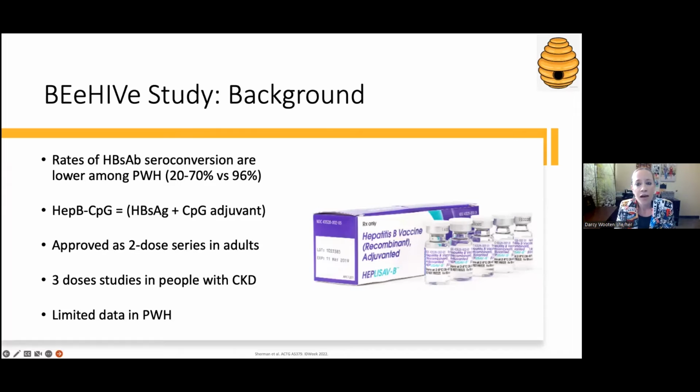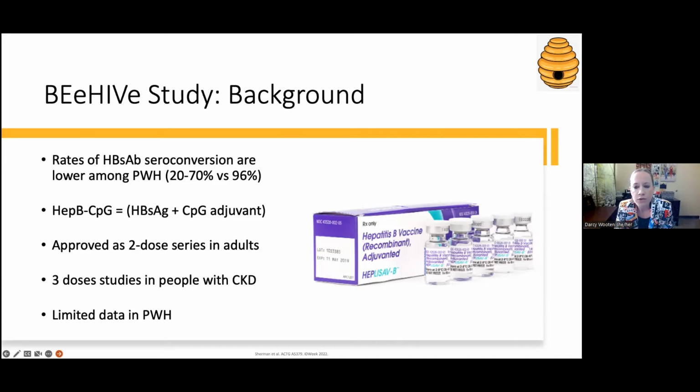And so I think we all have been very excited about this new formulation of a hepatitis B vaccine, the Hep B CpG, which contains recombinant hepatitis B surface antigen, along with a CpG adjuvant, which is a toll-like receptor 9 agonist, which in people without HIV, where it's been studied and for which there's a current label indication, shows very high rates of seroconversion and good efficacy.